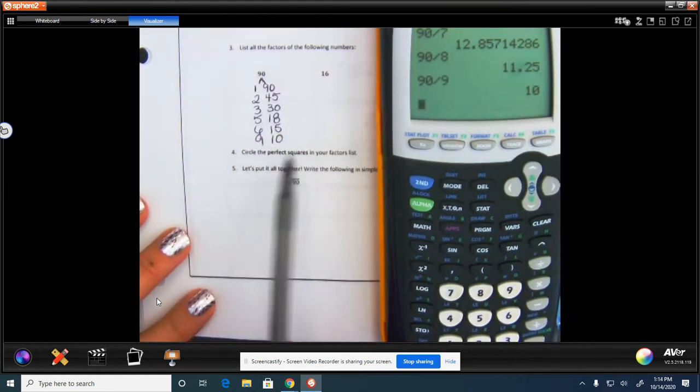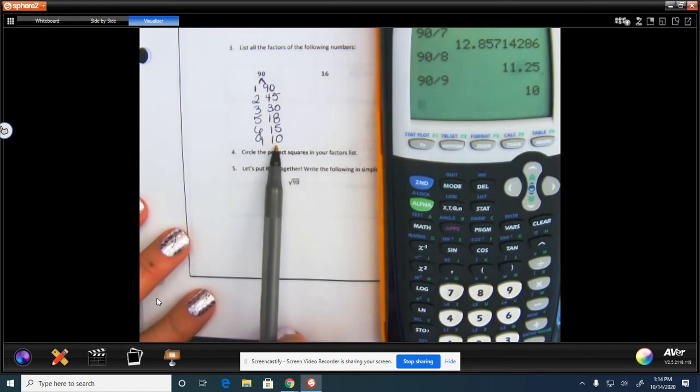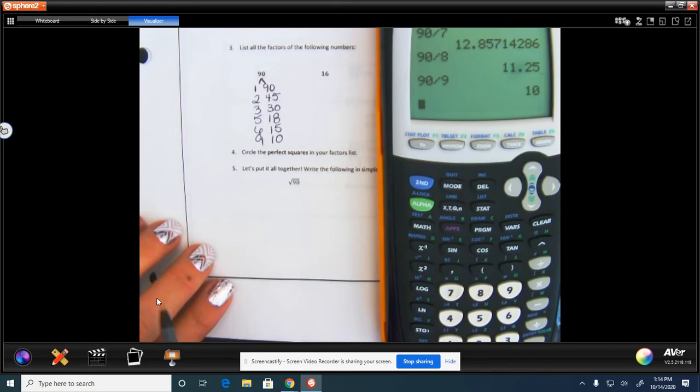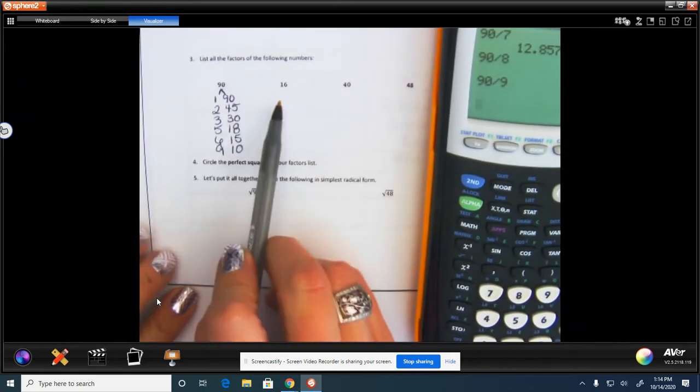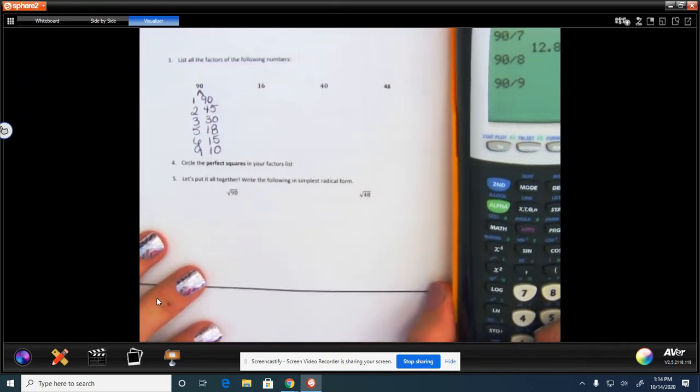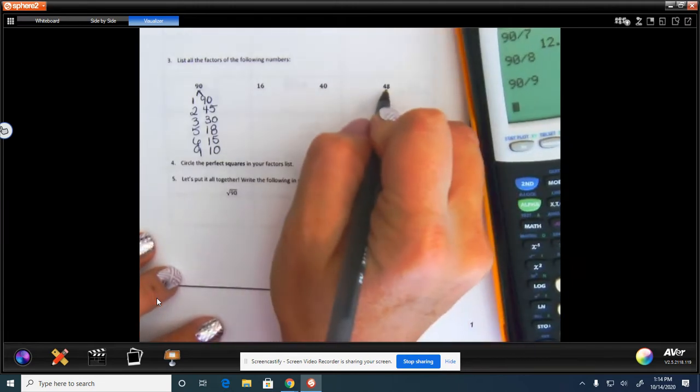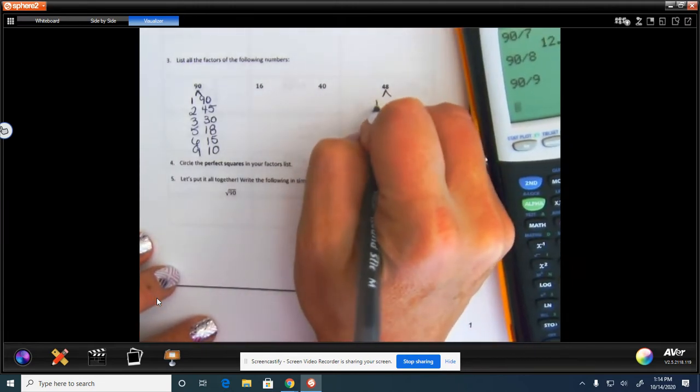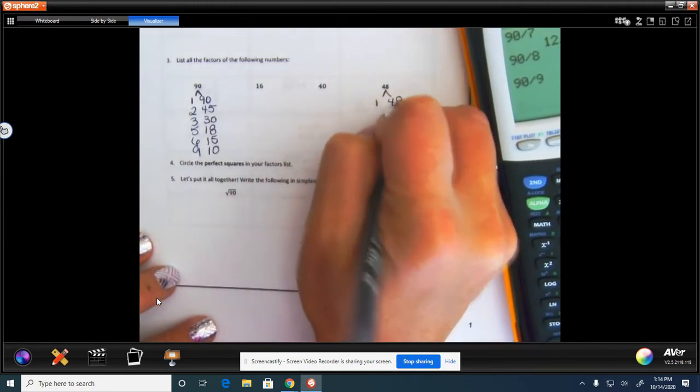Oh, and then the next number that I would try is 10, but since I've already used it, I know that I have successfully listed all of the factors. Okay, I'm going to have you try that for 16 and 40 on your own, and we will list the factors of 48 together. So 48 divided by 1 is 48.